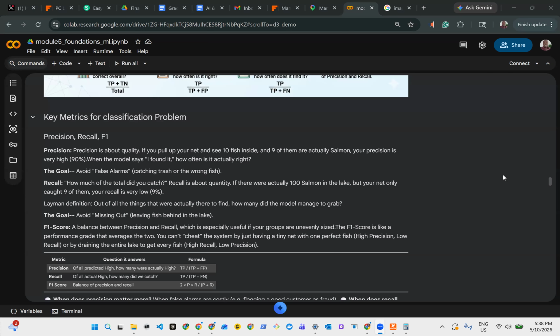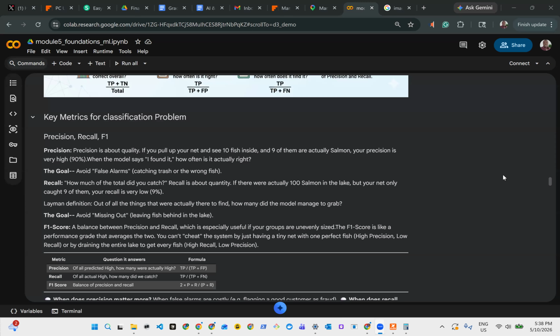In definition, we say out of all the things that were actually there to find, how many did the model manage to grab? So the goal is to avoid missing out. We don't want to leave fish behind in the lake.